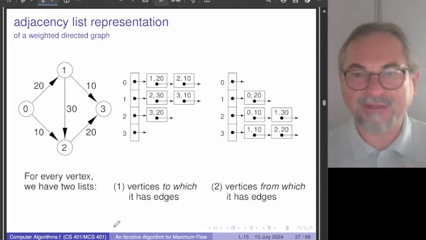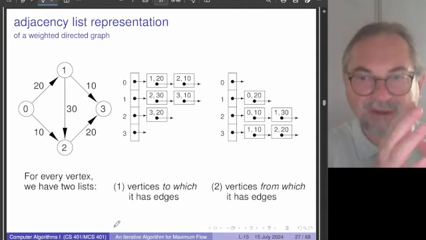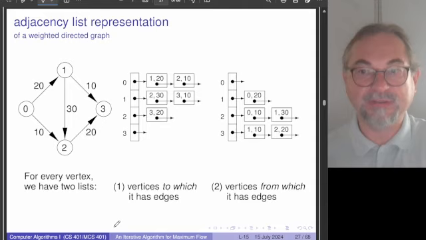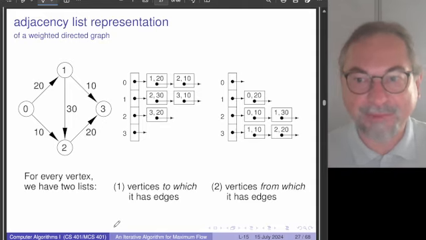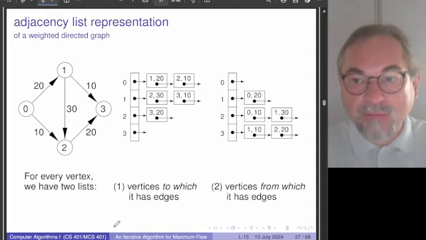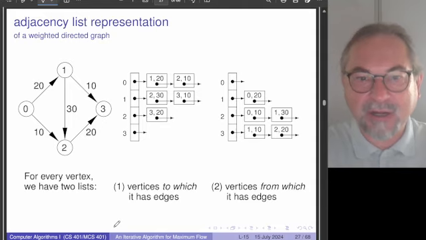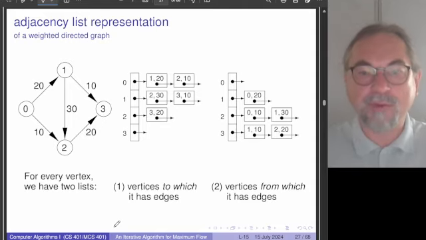This has the advantage that if we flip orientation, and that's actually what we do in the residual graph, we are flipping edges. Flipping edges is extremely easy. You just change the roles of the first array of lists to the second array of lists. So that's a clear benefit of this adjacency list representation. The graphs we are working with are typically not dense, so the number of edges is typically proportional to the number of vertices.